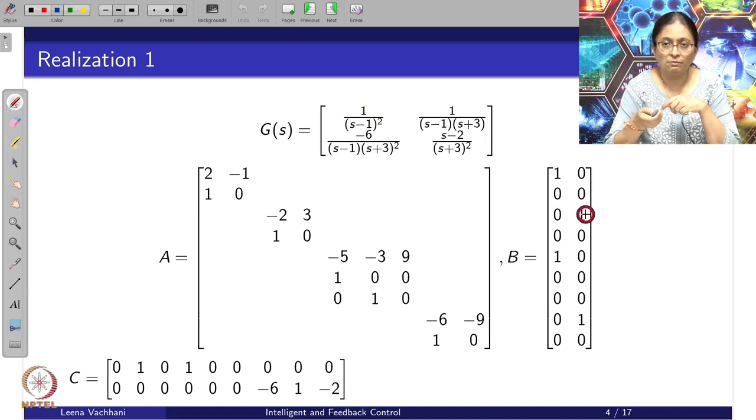Similarly, the next two rows correspond to the G12 element of the matrix transfer function. The next three rows correspond to the G21 transfer function, and this gives you the A matrix of this form. The rest of the elements of A are all zeros here.